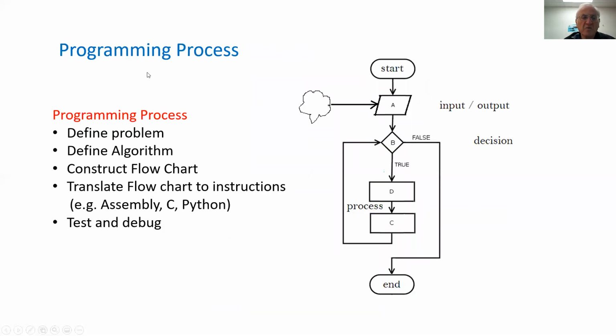We see that the programming process over here starts by defining the problem that we'd like to solve, defining the algorithm for the solution, constructing a flowchart, then translating the flowchart into a set of instructions in assembly, C, or Python, and then testing and debugging the program.